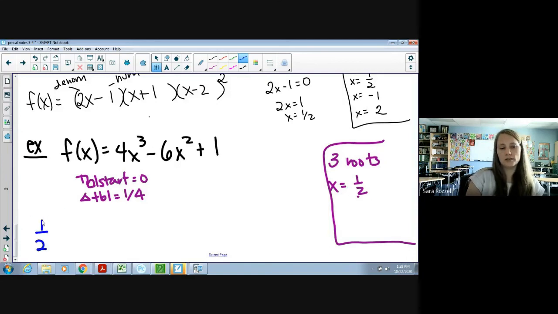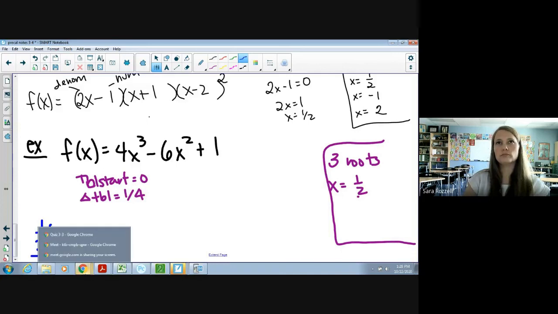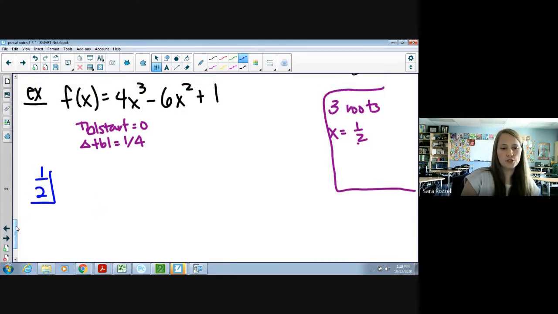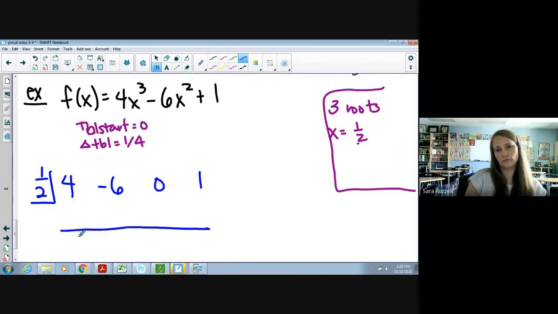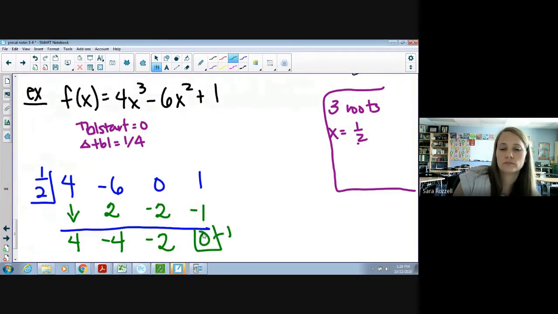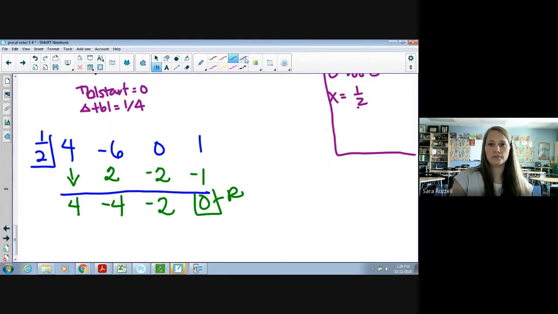So we just put 1/2 in the box. We don't do any kind of sign switching if we actually know the actual root. Roots go in the box. Oopsie. Do I need a placeholder? Yes, I do. So 4, -6, 0, and 1. Drop that 4. 4 times a half is 2. Add them together for -4. -4 times a half is -2. Add them together for -2. Multiply, you get -1. And 0 is our remainder.